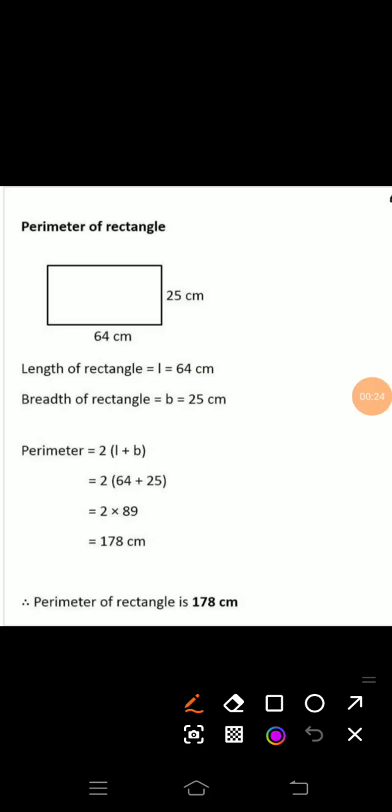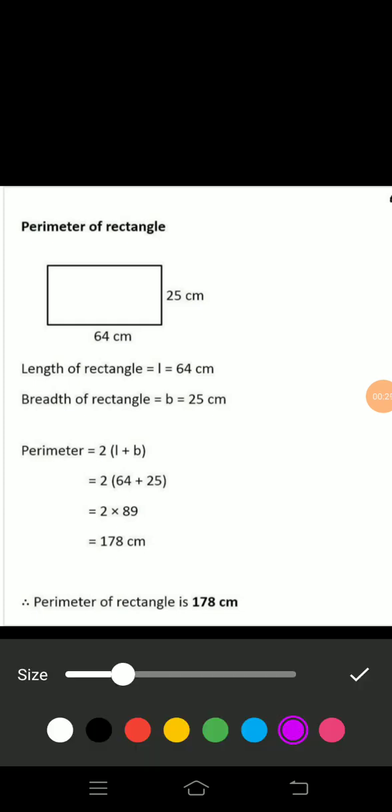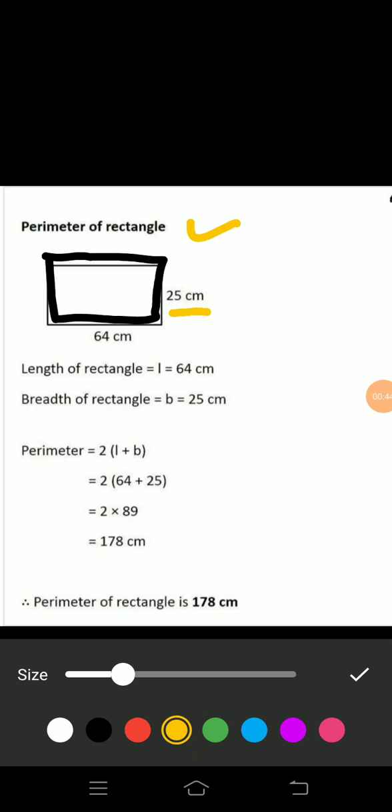Now, as I told you earlier, when we talk about perimeter, it means we are talking about its boundary. Okay. So now in this question, you can all see we have to find the perimeter of a rectangle, where the length is given as 25 and the breadth is given as 64. As I told you, first we have to write the given things.